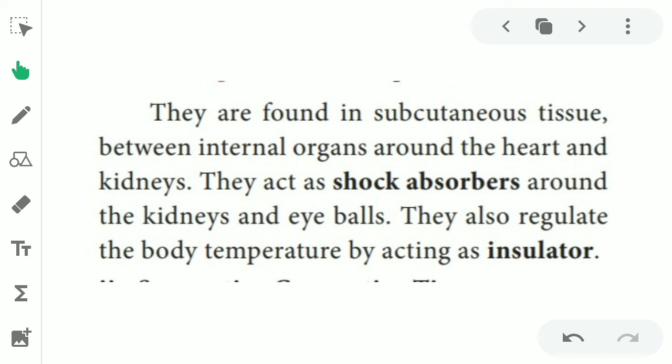It acts as a shock absorber and won't transmit the shock to the heart or kidney. It is present around the kidney and eyeball. They also regulate body temperature, acting as an insulator. Body temperature never changes because animals are warm-blooded organisms. The body temperature is always constant, and it is maintained by the adipose tissue.